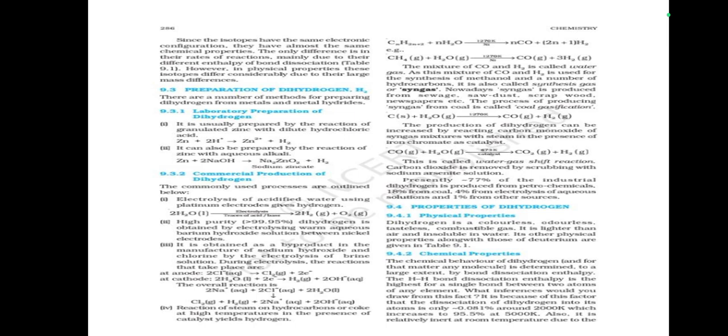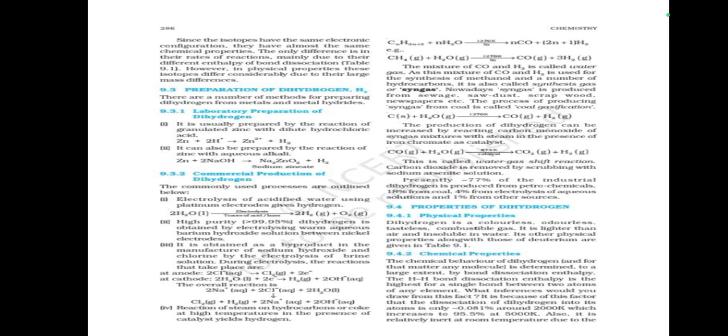Preparation of dihydrogen. There are a number of methods of preparing dihydrogen from metals and metal hydrides. Laboratory preparation of dihydrogen: it is usually prepared by the reaction of granulated zinc with dilute hydrochloric acid. Zn + 2H+ gives Zn2+ + H2.